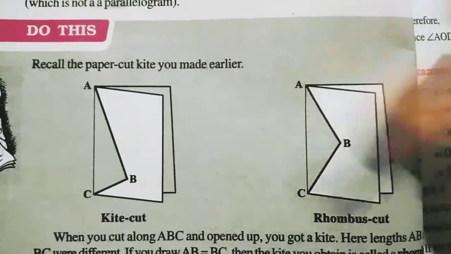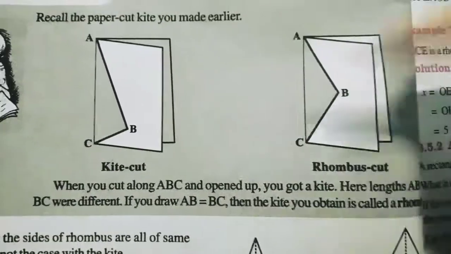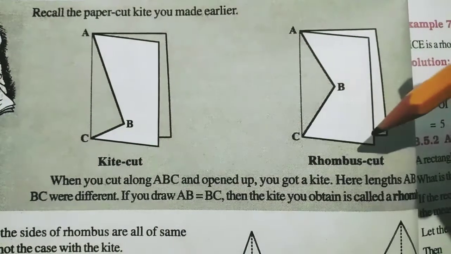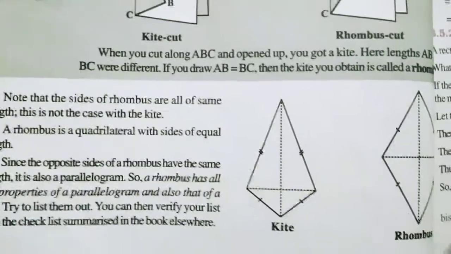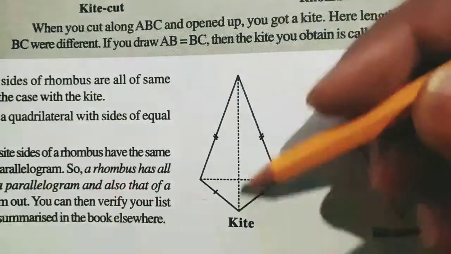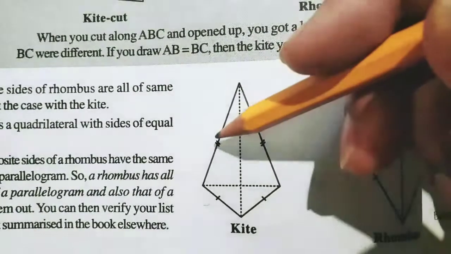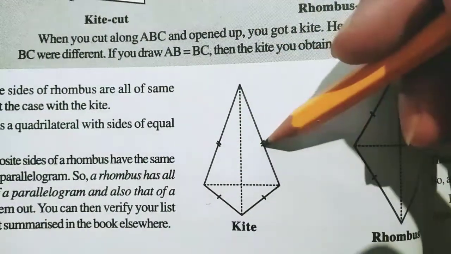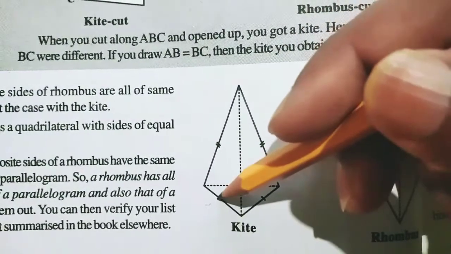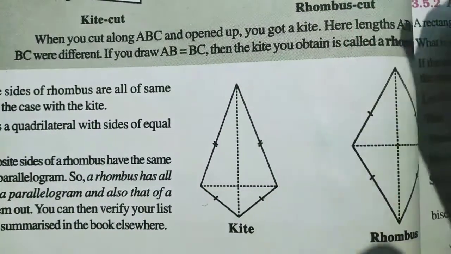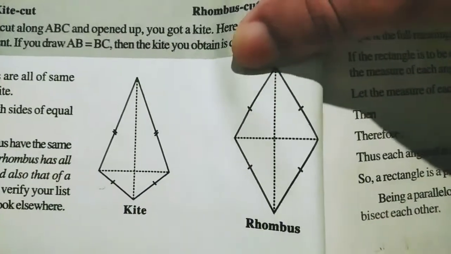You can see here one small activity is given, by folding paper and cutting the paper. Here a kite is made, here a rhombus is made. After doing the activity, we got this figure. This is a kite, you all know. A kite has adjacent sides equal, not opposite sides. This side is equal to this side and this side is equal to this side. But this is called a rhombus. You can see properly here, this is a rhombus.